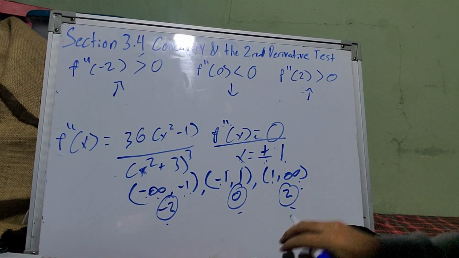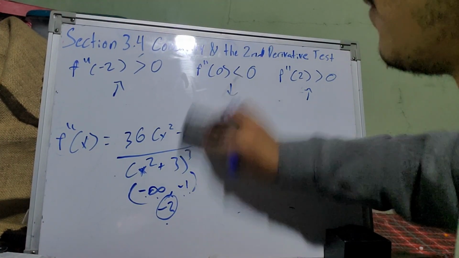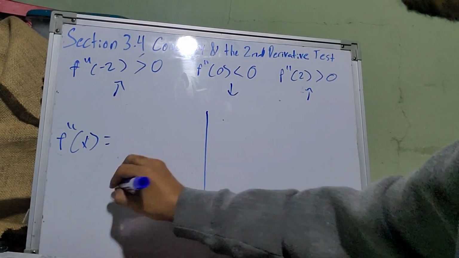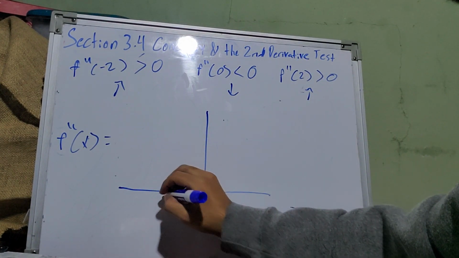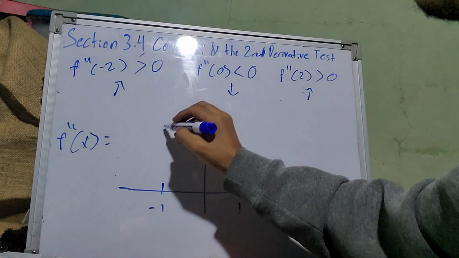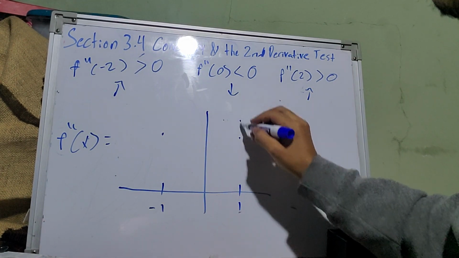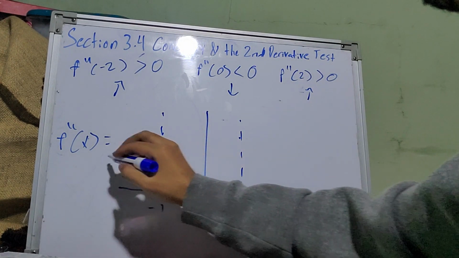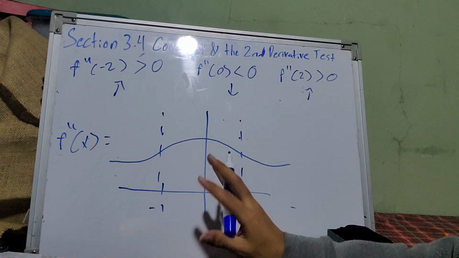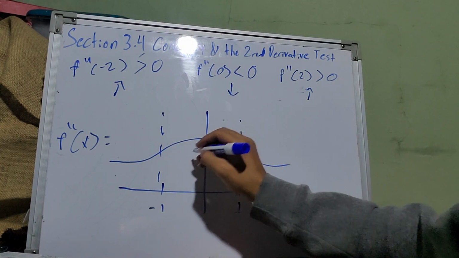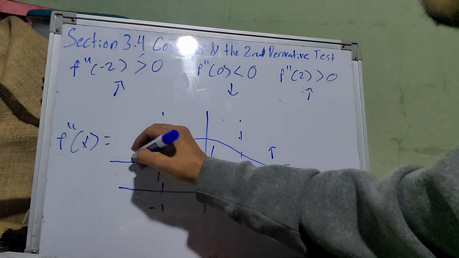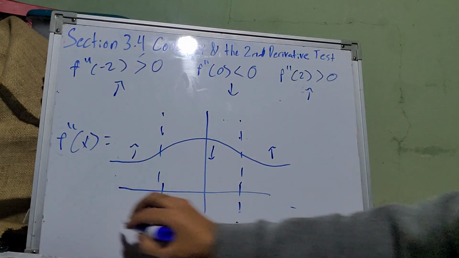If we were to show the graph, this would prove the same. This is more or less how the graph would look, seeing that we're going to get a concave down, up, and up on these intervals.